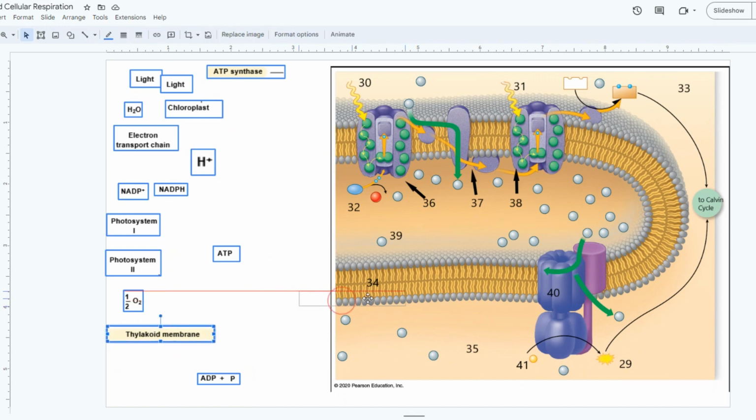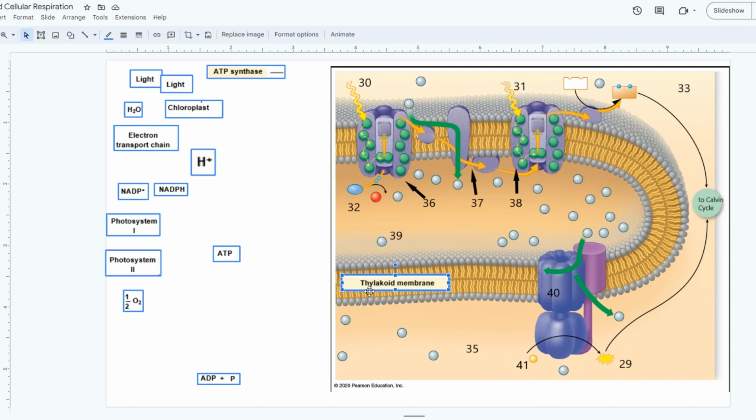But so here are the thylakoid membranes. So this is what those are labeled as. And what else do we know right off the bat? So again, the labels are the same as the labels before, right? The symbols are the same as the symbols before. So some of these things you already know.